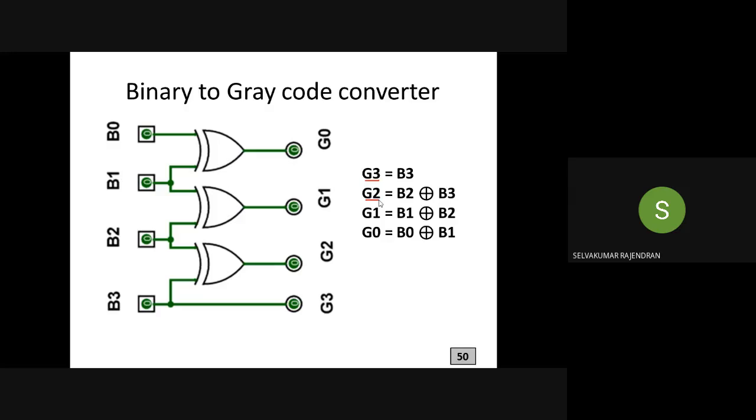So G2 gives B2 XOR with B3, G1 gives B1 XOR with B2, and G0 gives the XOR function of B0 and B1. This is the corresponding logical circuit. G3 is taken directly from B3, G2 is the XOR of B3 and B2, G1 is the XOR of B2 and B1, and G0 is the XOR of B1 and B0.